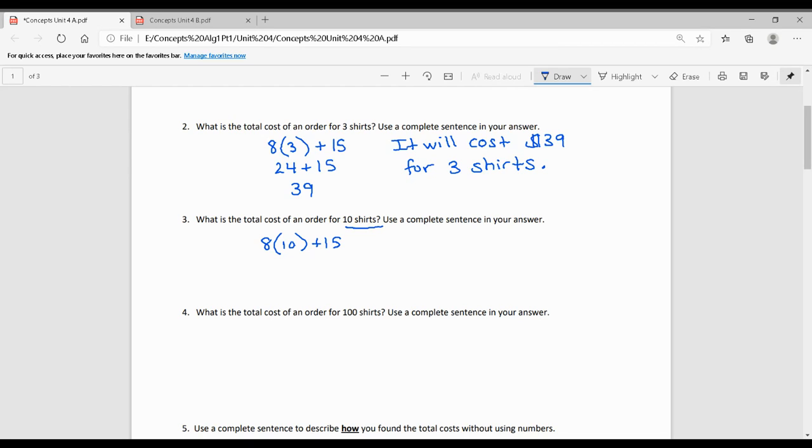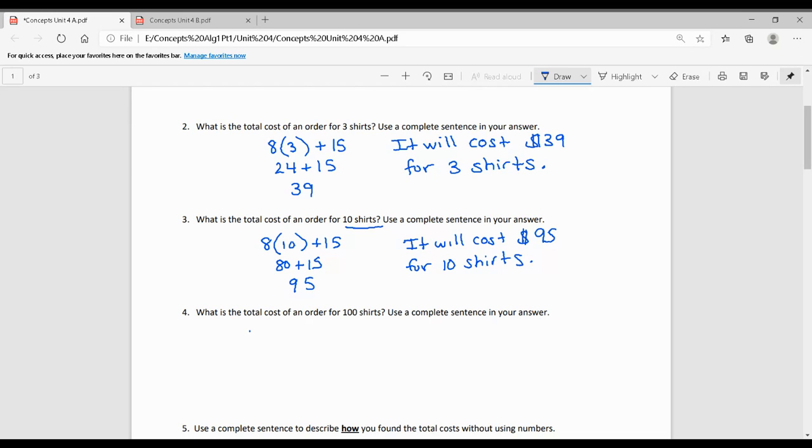Variable, and constants. Okay, what's changing is our variable. So 3 and now 10. The number of shirts is changing. So that'll be a variable. The 8 and the 15 is staying the same. So we call those a constant. Okay, keep that in mind as we continue. So we get 95 for number 3, like most of you said. So it will cost $95 for 10 shirts.